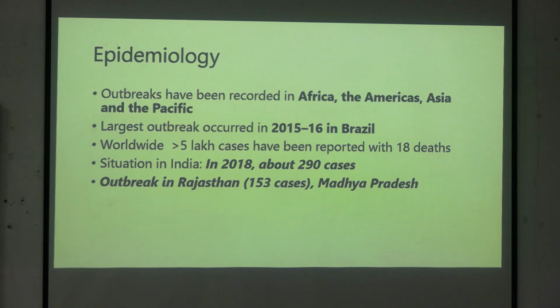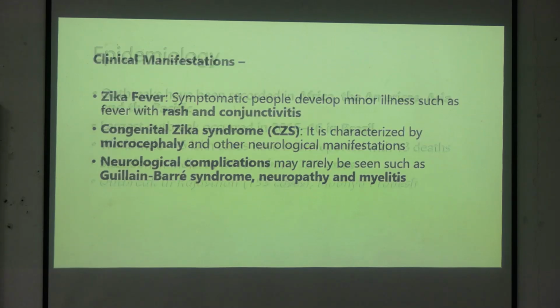I think I have shown you in the slide in the last classes. Clinical manifestation of Zika virus, what will it be? Rash and conjunctivitis and congenital Zika syndrome or CZS. In CZS, there is only one feature you have to remember, it is microcephaly. Microcephaly means underdevelopment of the skull and it will be a very small size of the skull.